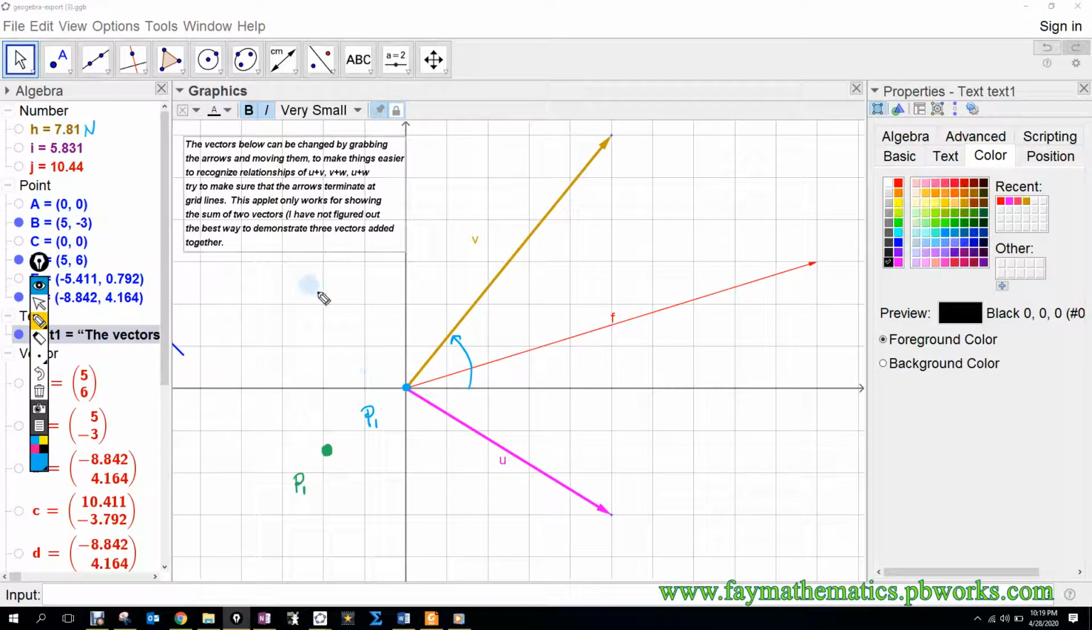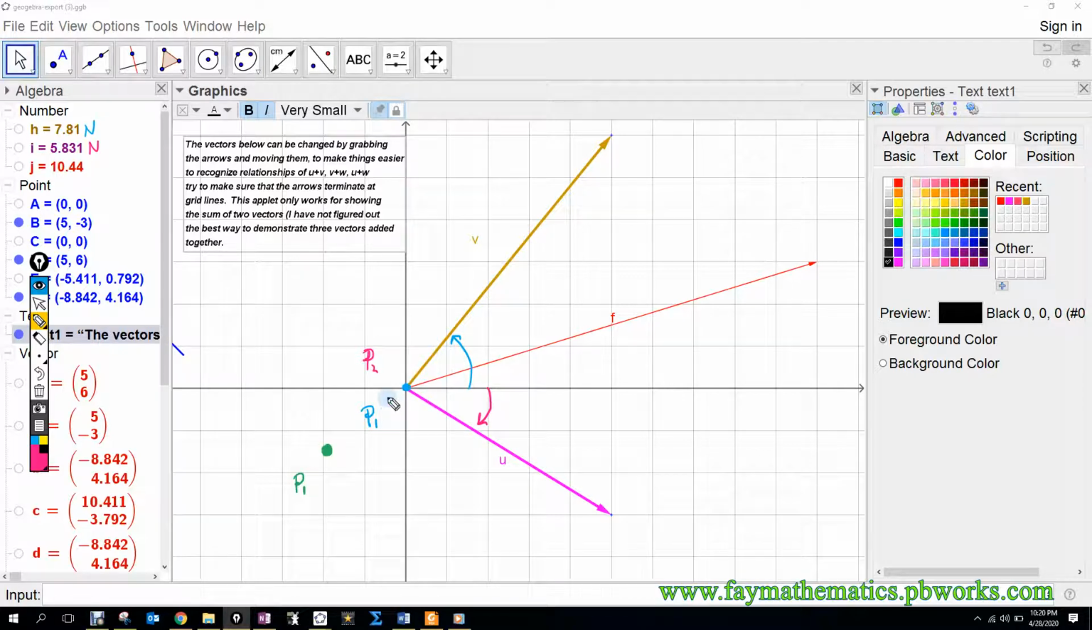And then at the same time, I have person 2 standing here, and I ask them to push in that direction with 5.831 newtons of force. And I ask them to do that simultaneously. So somebody's pushing in that direction, somebody's pushing in that direction, and they do it simultaneously.